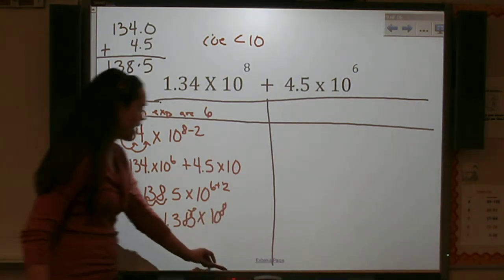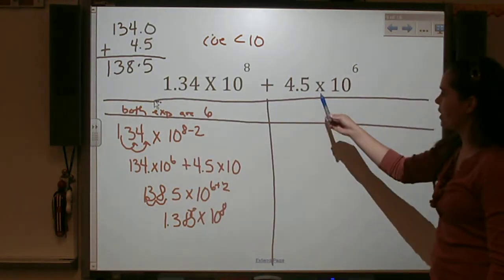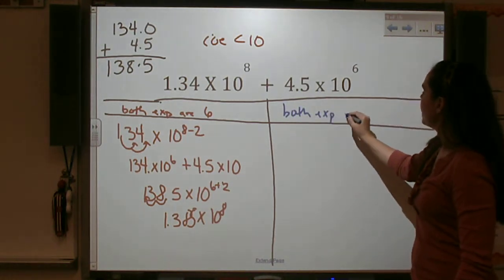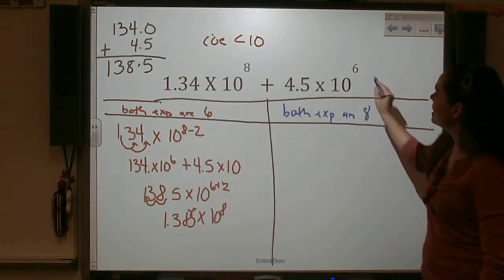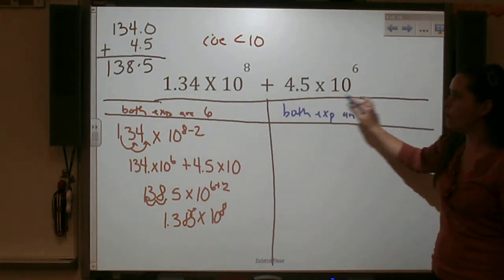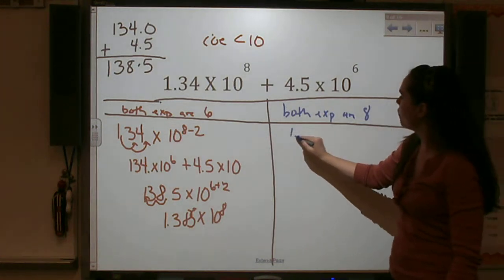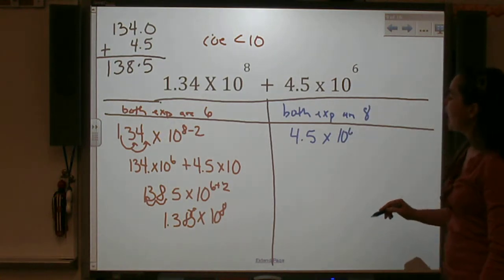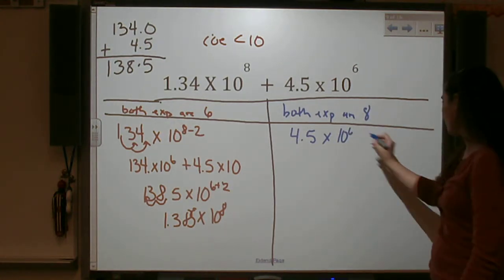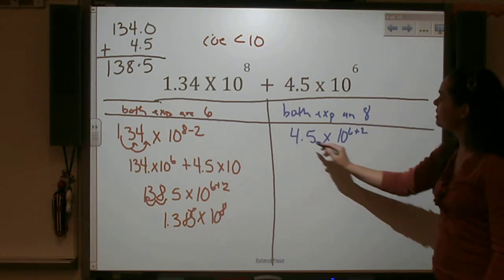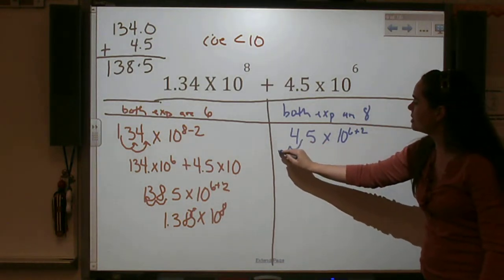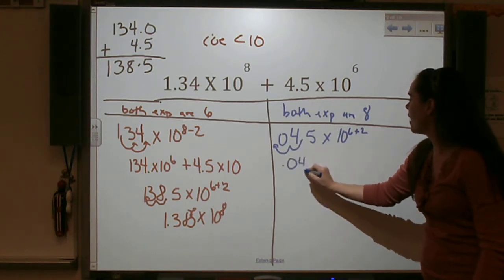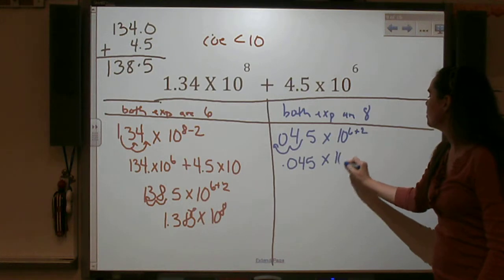Okay? Let's look at it by saying, well, let's pick the higher exponent. So now I want both of my exponents to be 8, which means this is the term that I have to manipulate. So I have 4.5 times 10 to the 6th, okay? I want it to be 10 to the 8th, which means I add 2, which means I need to move my decimal 2 places to the left. So that's going to give me 0.045 times 10 to the 8th.